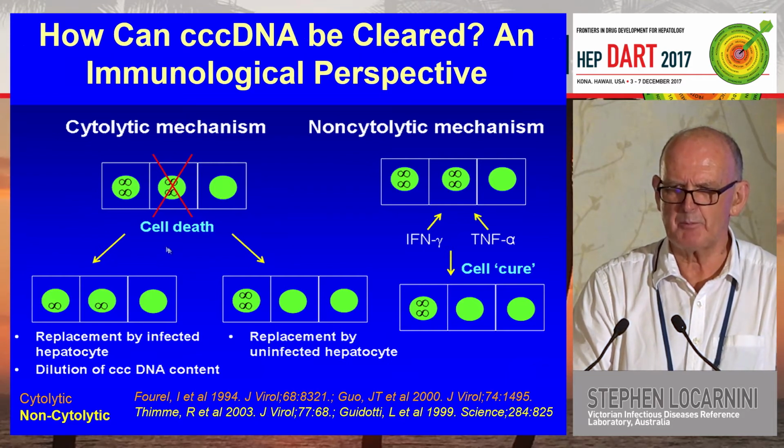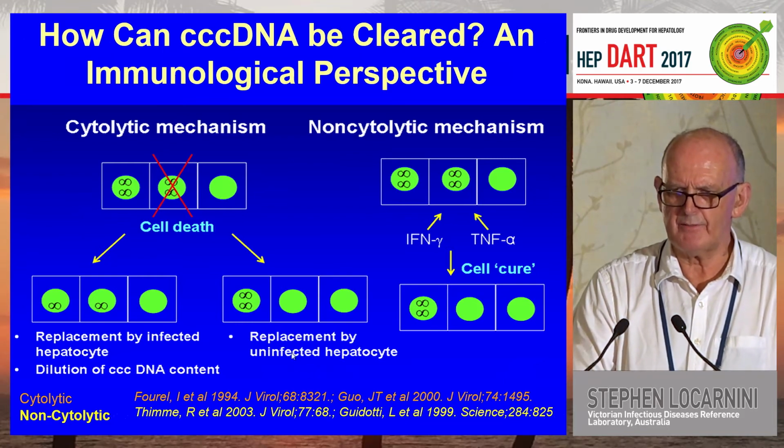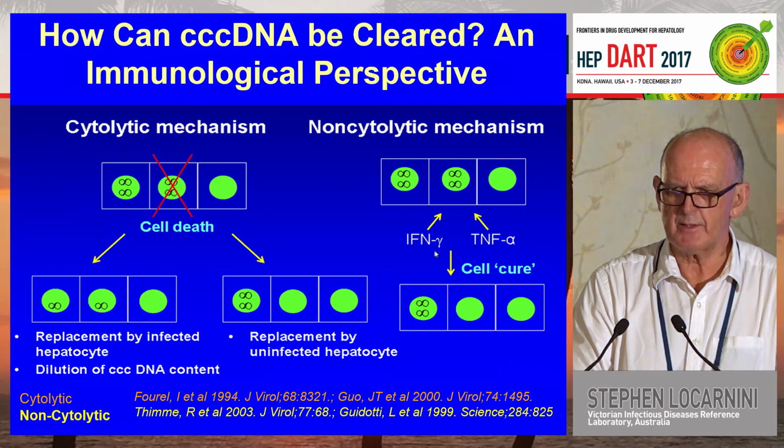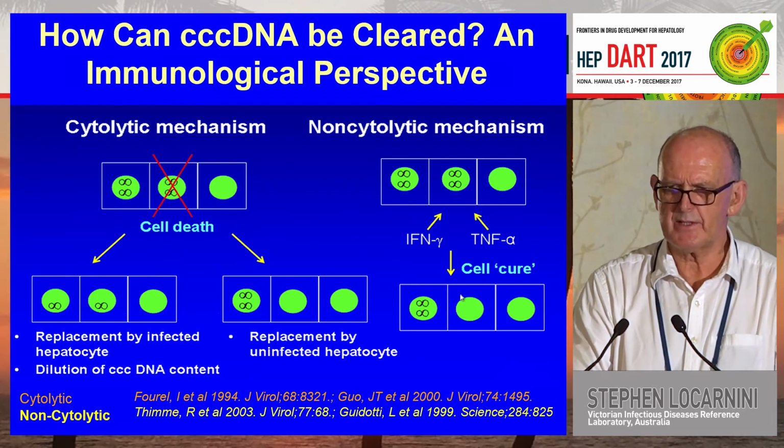There's the cytolytic mechanism, presumably mediated through a destructive pathway, presumably from CD8 T cells, where you see replacement of infected hepatocytes and dilution of cccDNA content, as shown here. Or you can get replacement of lysed hepatocytes from uninfected precursor hepatocytes. Professor Guidotti's group showed elegantly some years ago that the combination of the antiviral cytokines interferon gamma and TNF-alpha can actually cure cccDNA-containing hepatocytes non-cytolytically.